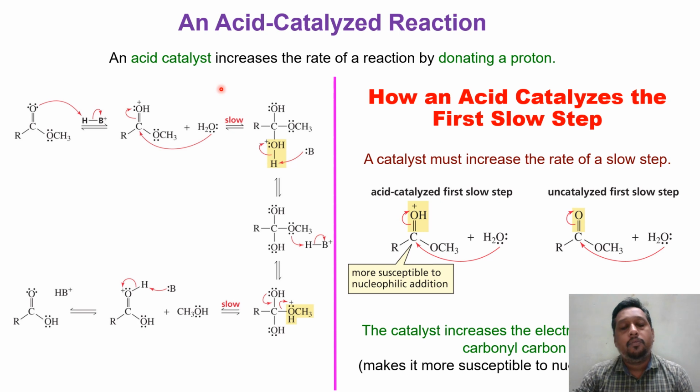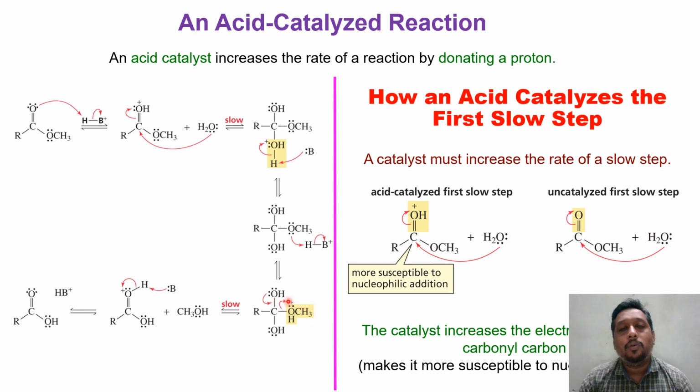The next example we are going to see is an acid catalyzed reaction. In general, we all know an acid catalyst increases the rate of a reaction by donating a proton. So let us look at the example, hydrolysis of an ester in the presence of a Bronsted acid. The overall sequence has two slow steps. The first slow step is attack of water on an electrophilic carbon, and the second slow step is elimination of methoxide anion as a leaving group.